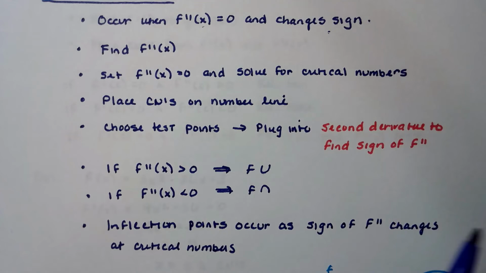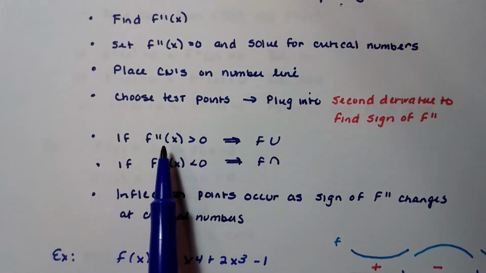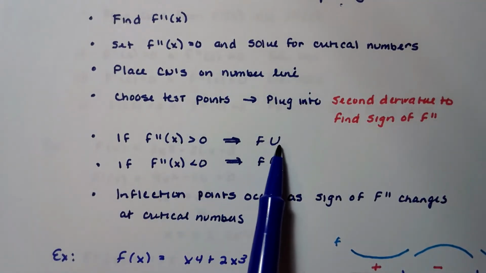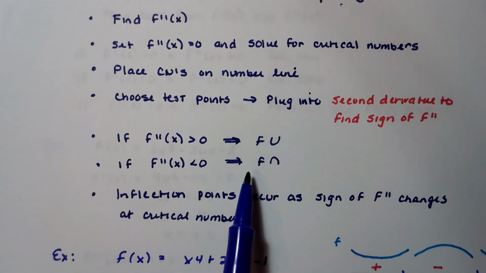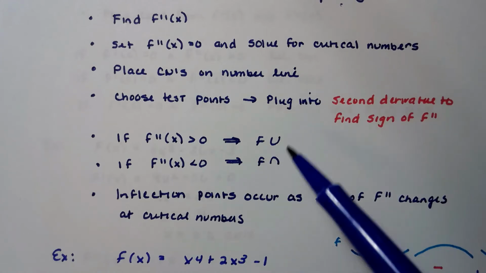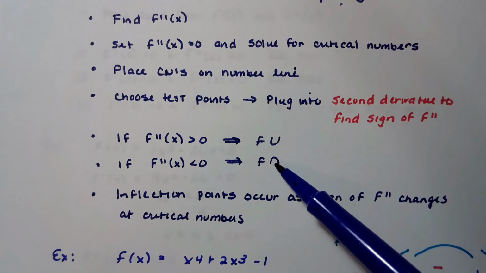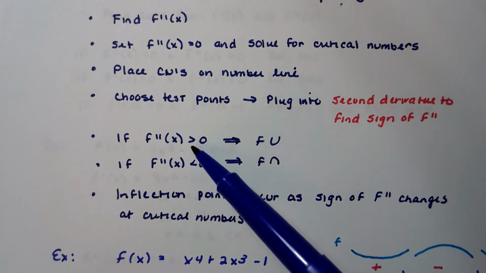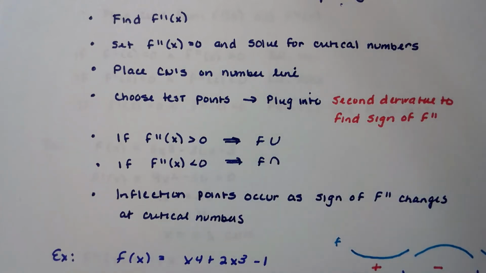So we know back from chapter 2 that when the second derivative is positive, the graph of f is going to be concave up. When it's negative, it's going to be concave down. So the inflection points are going to occur as the sign of f double prime changes, because the only way to go from concave up to down, or down to up, is if the sign of the second derivative changes.